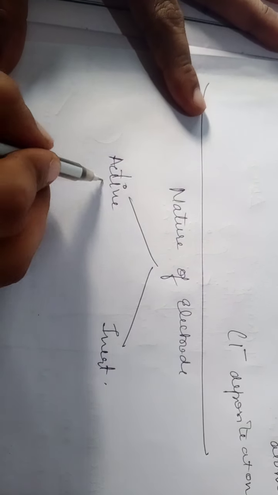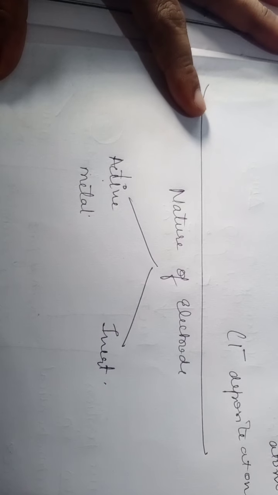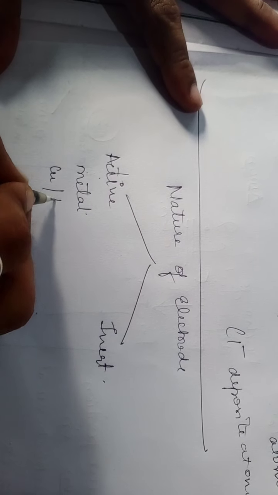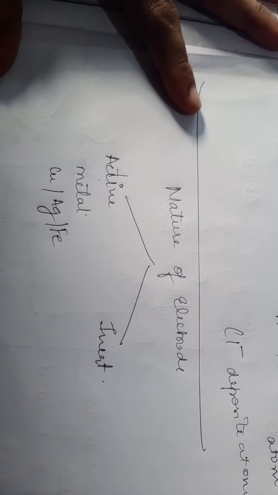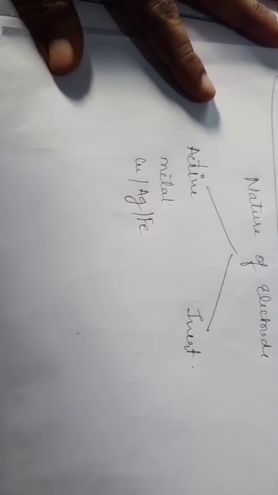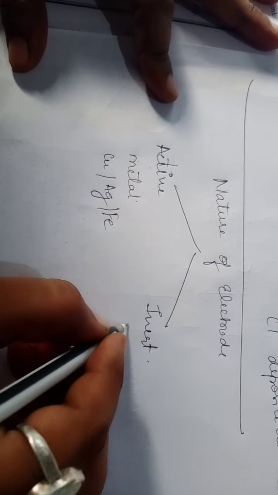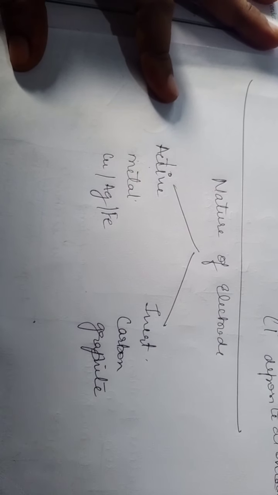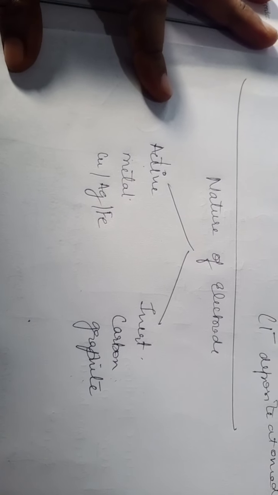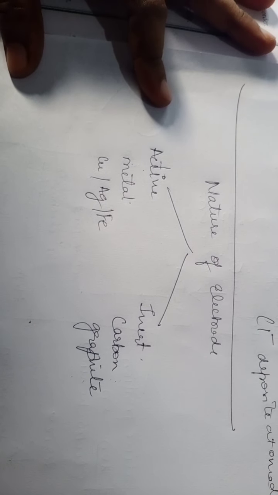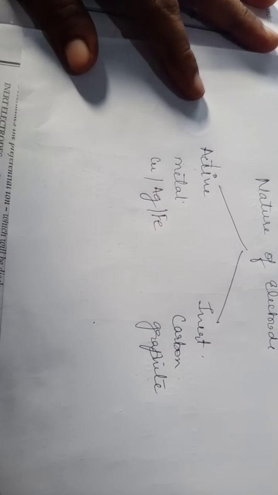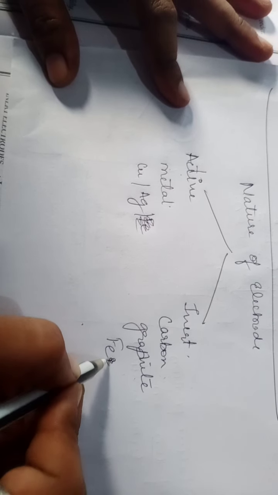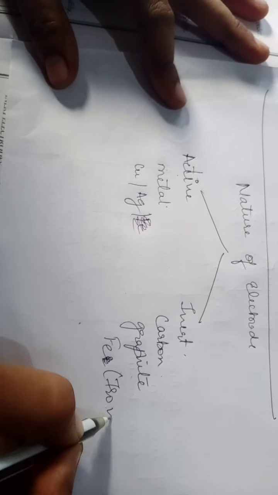Active electrode is made up of active metals, which we have already studied. It may be copper, silver, or iron. And inert electrode is made up of carbon, graphite. Because they are inert in nature, they do not react anywhere in the solution. So iron will be here in the inert part, okay, iron also.